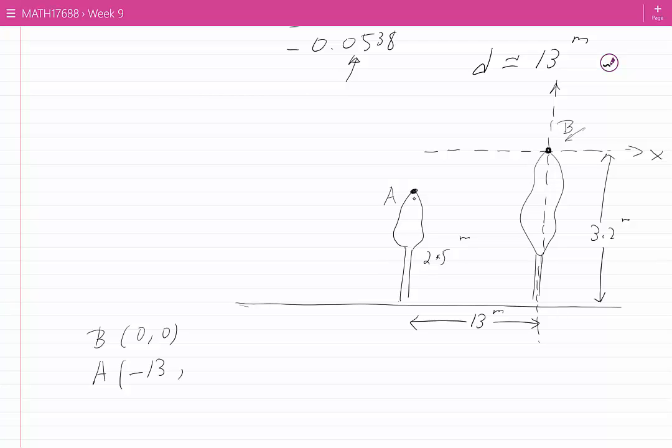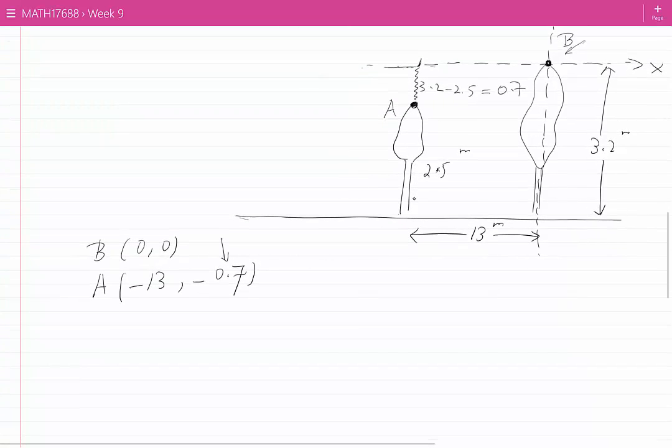and this distance, which is below the x-axis. The distance is 3.2 minus 2.5, and because it's below the x-axis, it would be negative. So 3.2 minus 2.5 is 0.7, but because this point is below the x-axis, that would be minus 0.7. This is the y coordinate of point A.